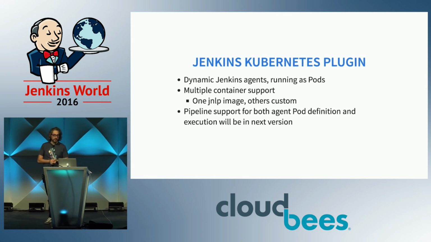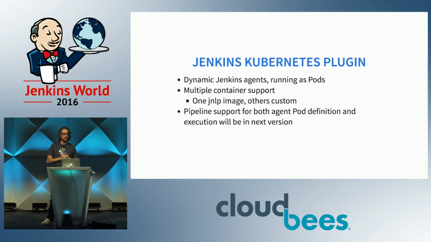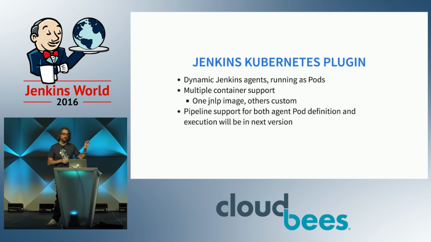And the Jenkins Kubernetes plugin, again, allows you to run dynamic agents. And in this case, it runs them as pods. And just recently, the multiple container support was merged. So you can have multiple images. One is going to be the JNLP agent, so that's going to be the one that talks to Jenkins. And then you can have any other images in there where you can execute commands.